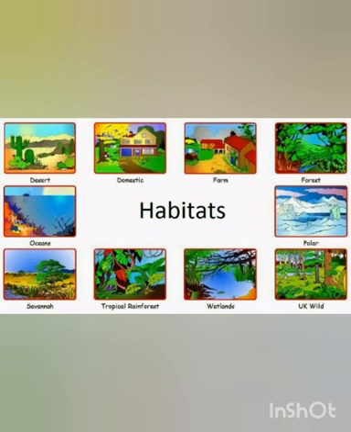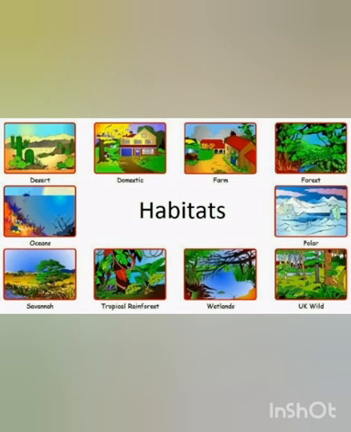You can see animals in the zoo. Is that their habitat? No. They are forcibly sent to the zoo. So, that is not their habitat. So, an area where a particular animal naturally lives is called its habitat.